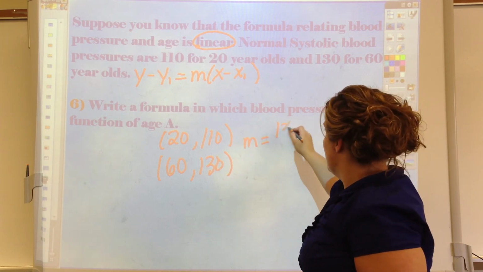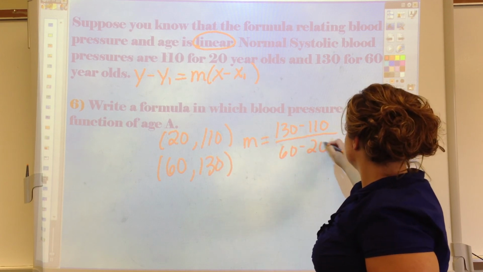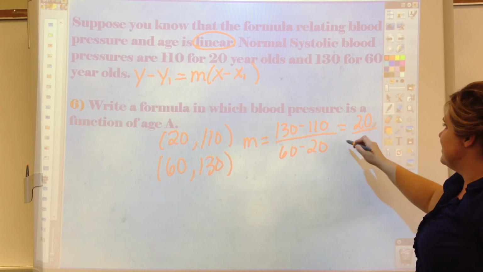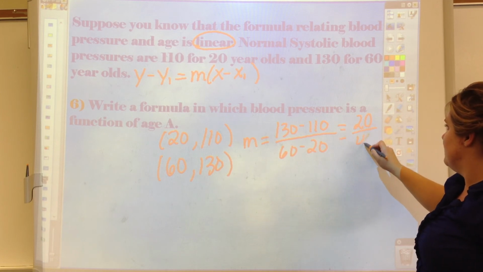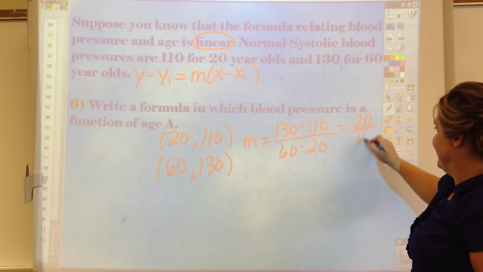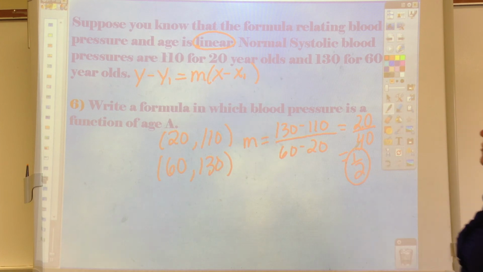I'm going to do the difference in y divided by the difference in x. And in my numerator, I get 20, and in my denominator, I get a negative, I'm just kidding, I get 40. So it looks like my slope is 1/2. Would everyone agree with that?